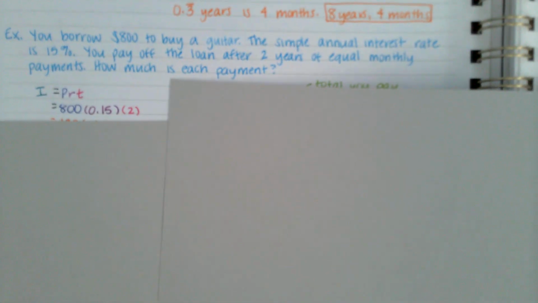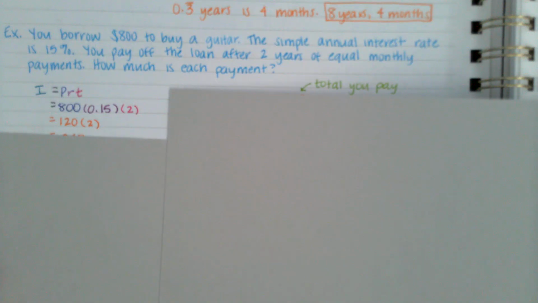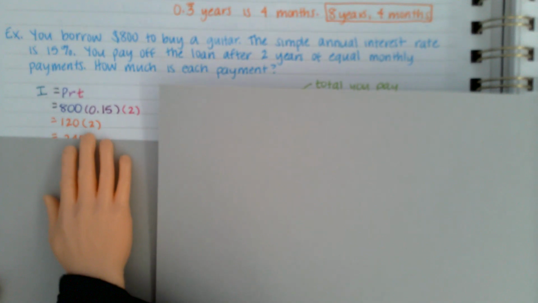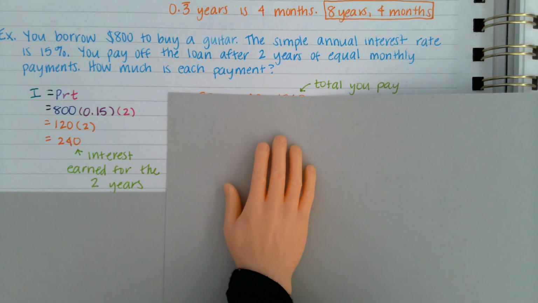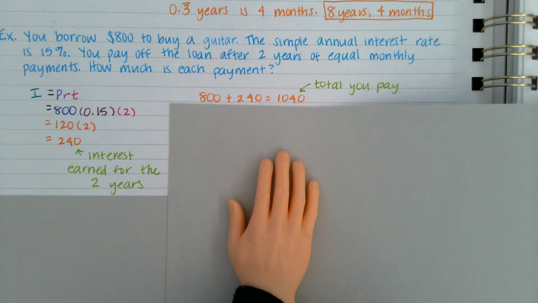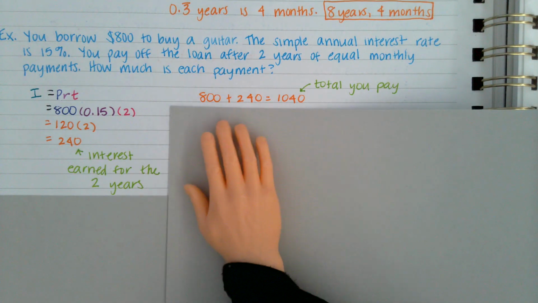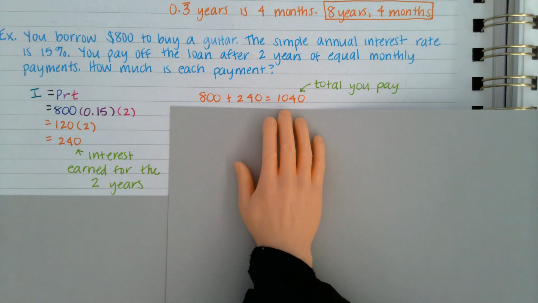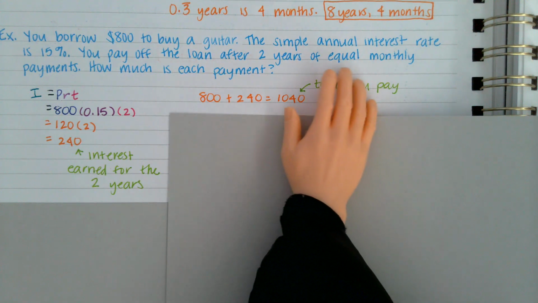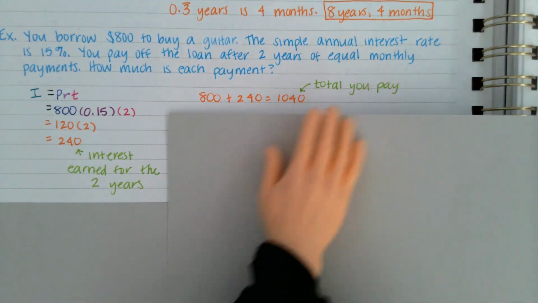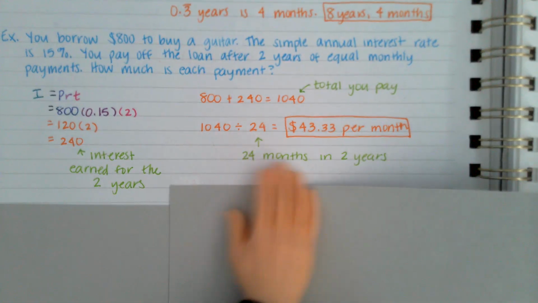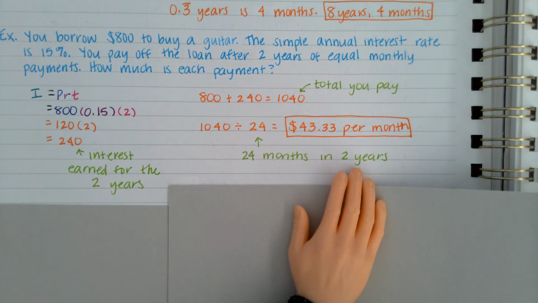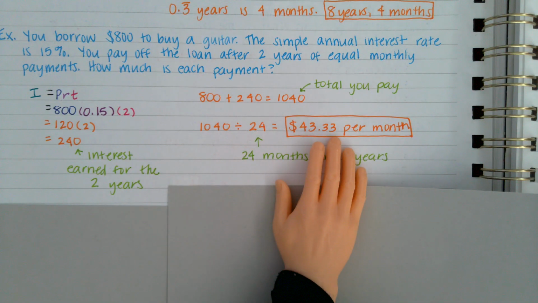So finding the interest, plug in the information we know. 800 times 0.15 is 120, and 120 times 2 is 240. So the interest earned for the 2 years is $240. So the total we're going to pay back, 800 plus 240 is 1,040. Then we need to find the monthly payments. So we're going to take 1,040 and divide it by 24 because there are 24 months over those 2 years. And that makes $43.33 per month.